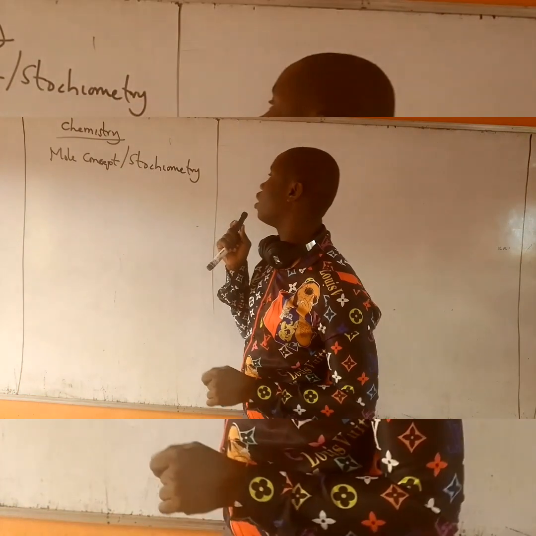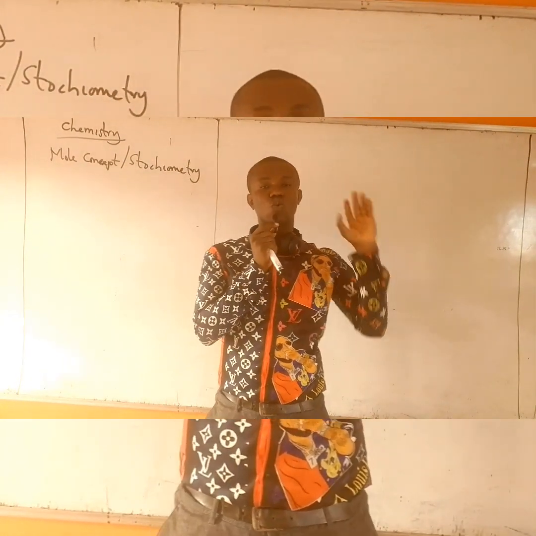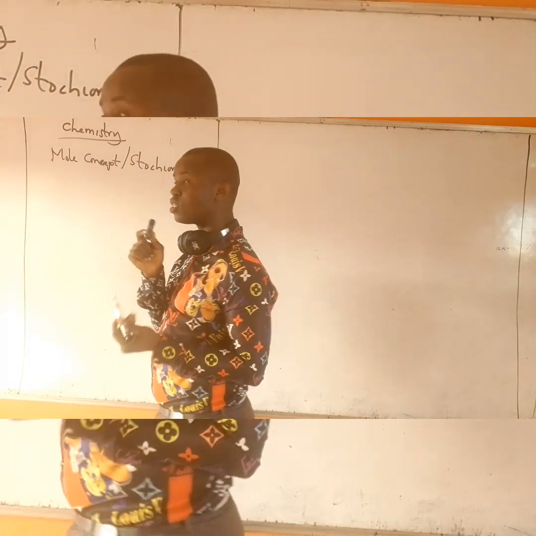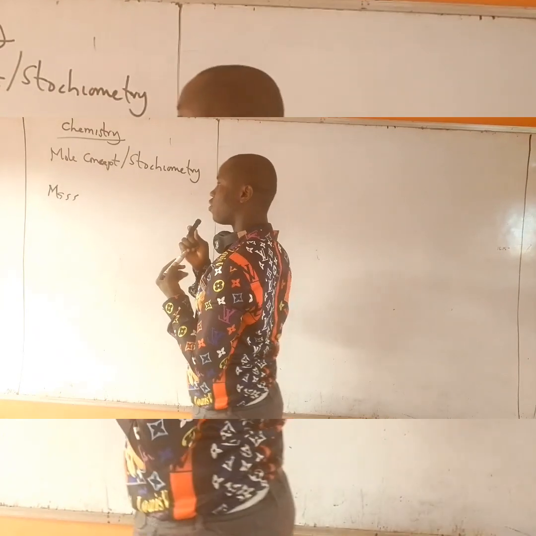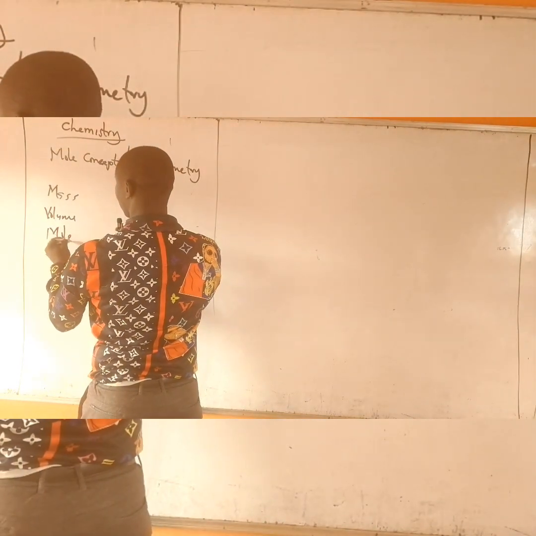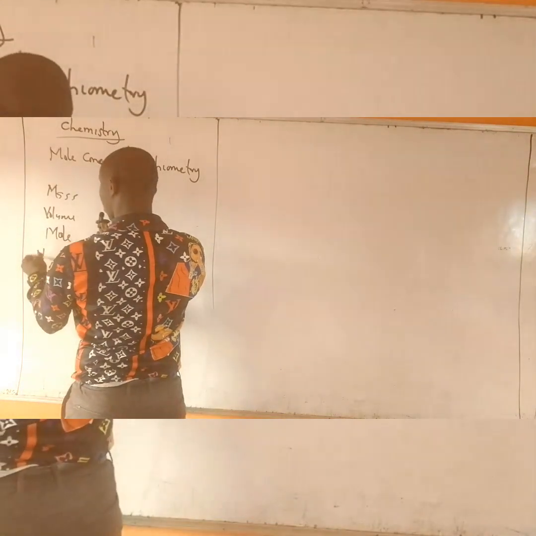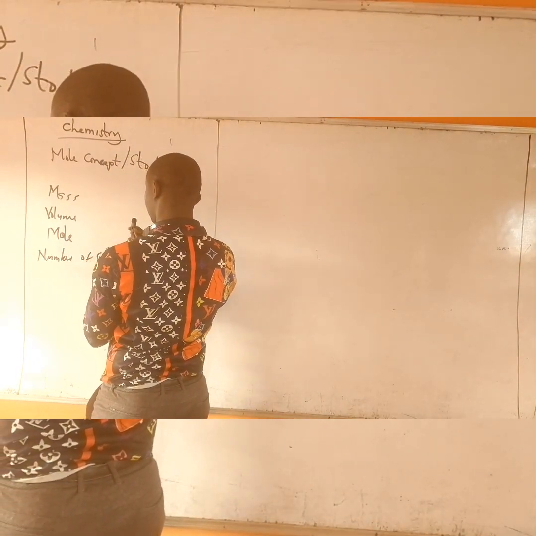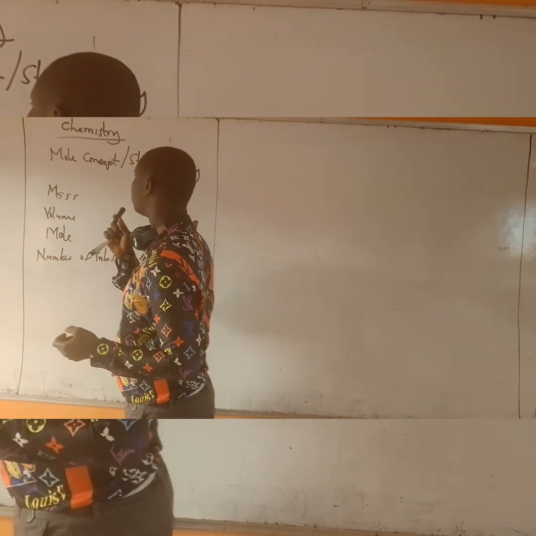All right. There are many ways to quantify matter. Do you understand? The number one way to quantify matter we know is mass, and then we have the volume, and then we have the mole. Later on, we are going to talk about the number of substances. But let's start with the mass.